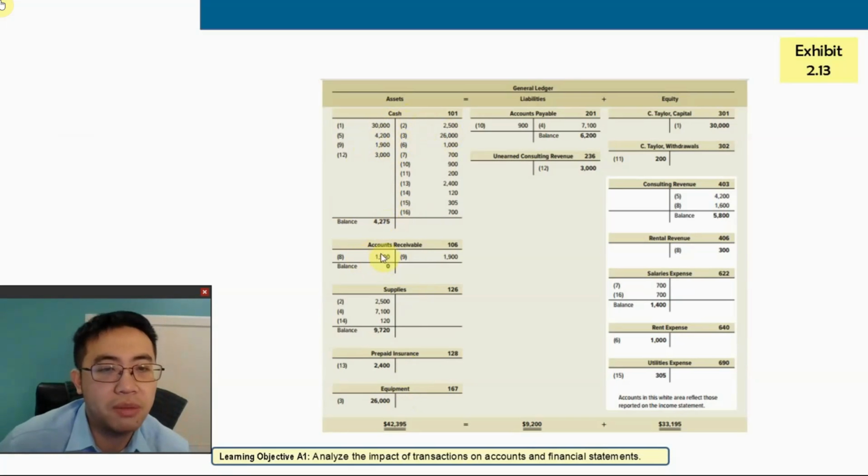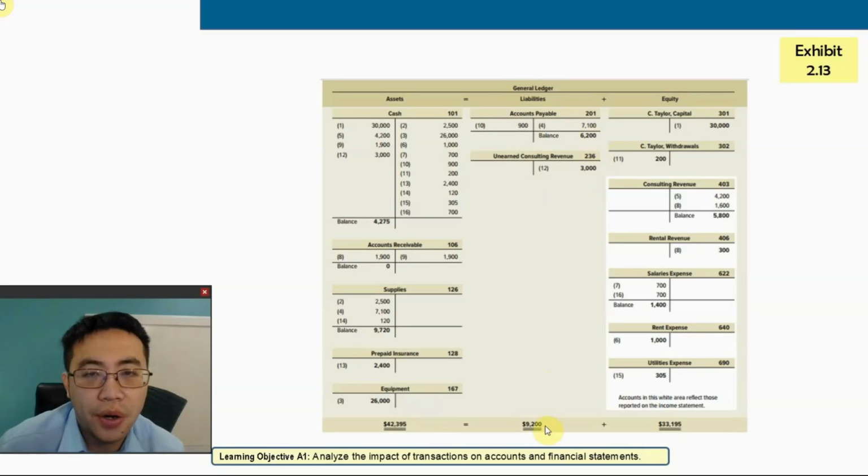You combine the balance on both sides, and you will see the remaining balance there. For example, for account receivable, 1900 here, 1900 here, the remaining balance is 0. For supplies, you have a group of numbers here, no number here, and then the balance is a summation of the three numbers. Okay, and then you would have a total number which is recorded here as 42,395. And for liabilities, the only two things being mentioned are accounts payable, which involves 2 transactions, and unearned consulting revenue, which involves only 1 transaction, and the total would give you $9,200 credit.